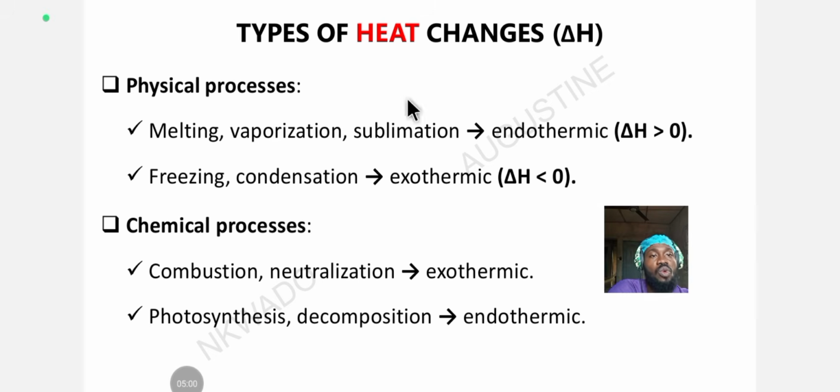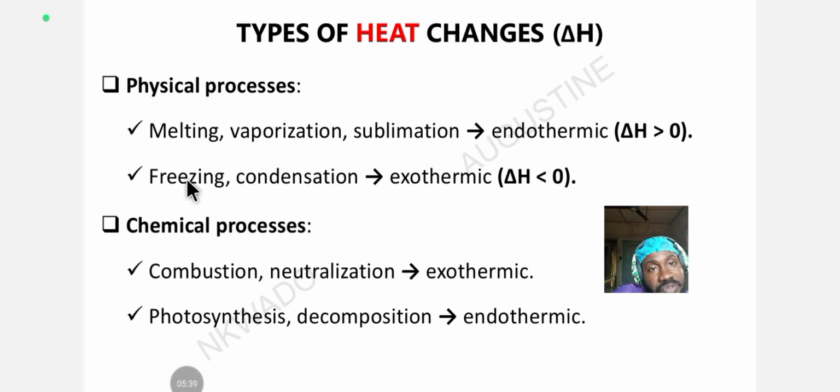So for the process to occur smoothly, heat is required. For these three processes like melting, vaporization, sublimation, heat is usually required. That's why change in heat is greater than zero. Then physical processes like freezing, that's when liquid turns to solid. Then condensation, that's when gas returns back to liquid.